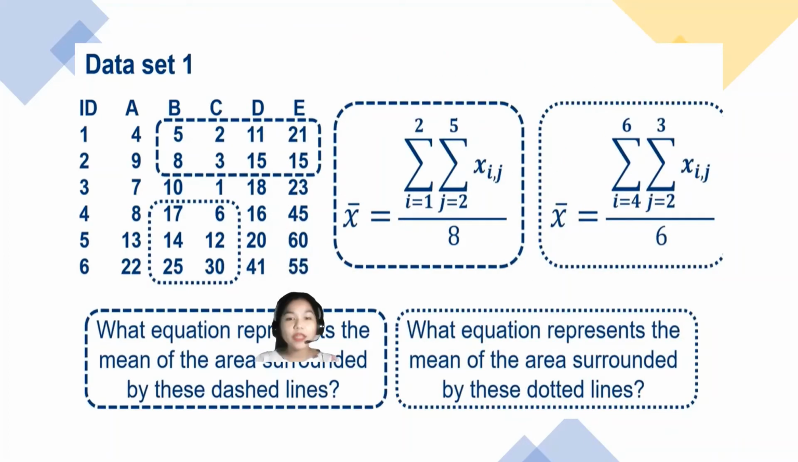As a summary, the equation that represents the mean of the area surrounded by the dashed line is summation of xij as i goes from 1 to 2 and j goes from 2 to 5 over 8 because there are 8 samples. And the equation that represents the dotted lines is summation of xij as i goes from row 4 to row 6 and j goes from columns 2 to 3 over 6 because there are 6 samples. So that ends our problem set for data set number 1.